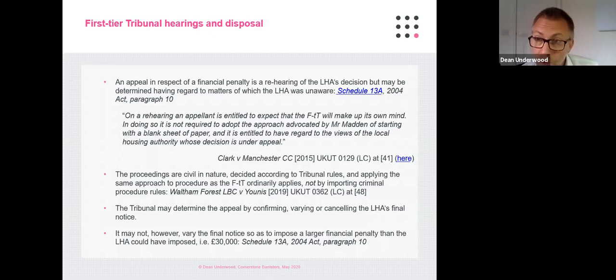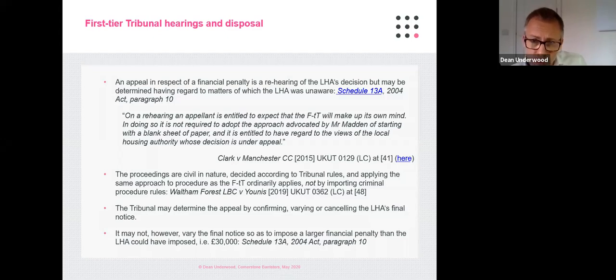As far as the role of the tribunal is concerned, we have guidance from Clark and Manchester, which says that on a rehearing, an appellant is entitled to expect that the First-tier Tribunal will make up its own mind. In so doing, it is not required, however, to adopt the approach advocated by the appellant in that case, i.e. of starting afresh with a blank sheet of paper, and it's entitled to have regard to the views of the local housing authority. I'll come back to that in a moment, because the Upper Tribunal has recently expanded upon the reasoning behind Clark and Manchester in the case in which I was involved, that is Waltham Forest and Marshall and Ustek, a summary of which I believe Carolina will be sending to you during the course of this webinar.